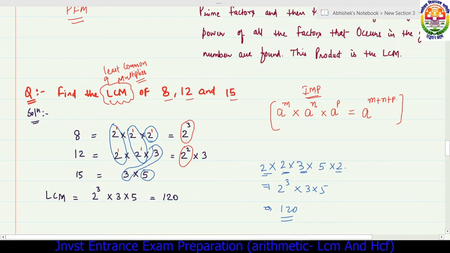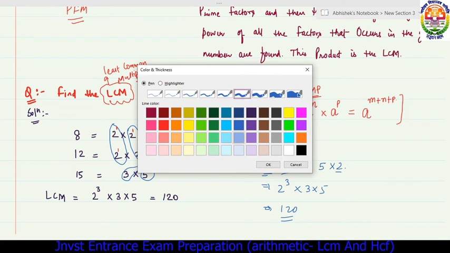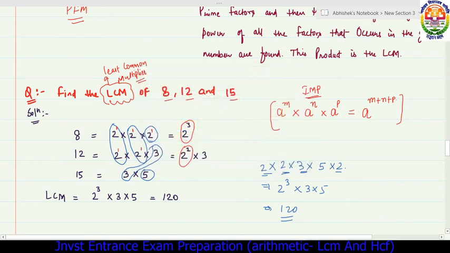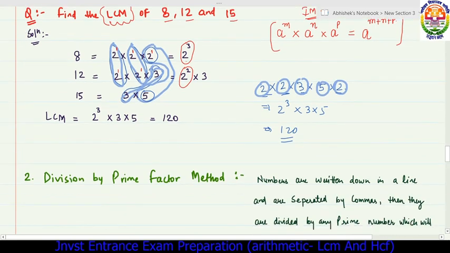Clear? Not clear? I will repeat. We will take a group. There is one group, a second group, a third group, and a fourth group. One group is written as 2, the second group as 2, then 3, and 5 and 2 remain. Is it clear? The LCM of more than 2 numbers is written like this.